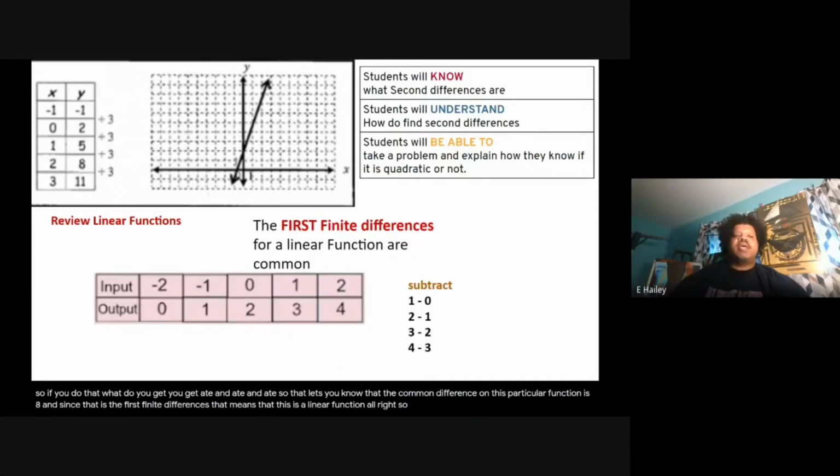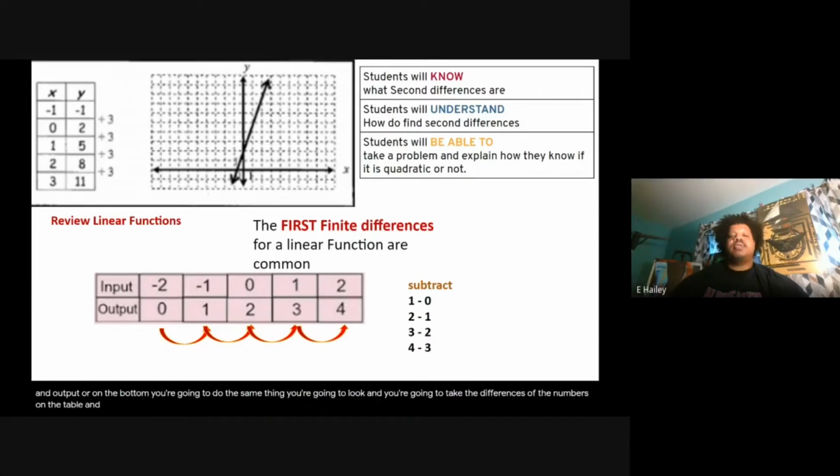All right. So sometimes the table is leaning on its side. When it's doing that, you need to make sure that you know that the x's, which are the inputs, are on the top, and the y numbers, which are your domain and output, are on the bottom. You're going to do the same thing. You're going to take the differences of the numbers on the table and see if they are common or not.